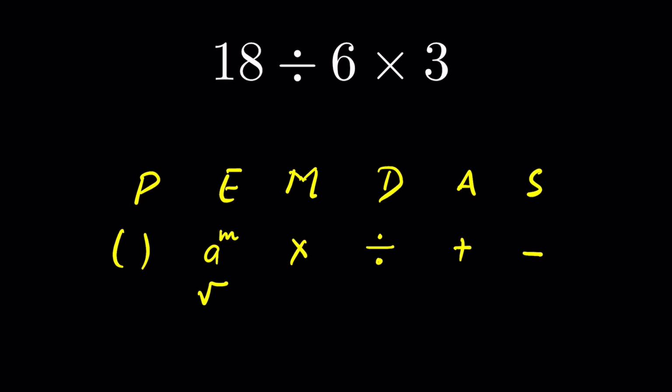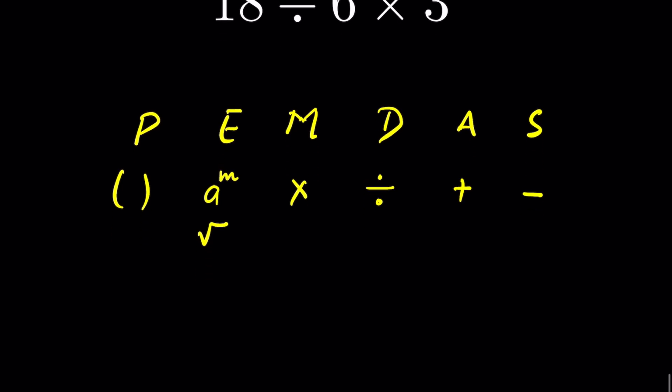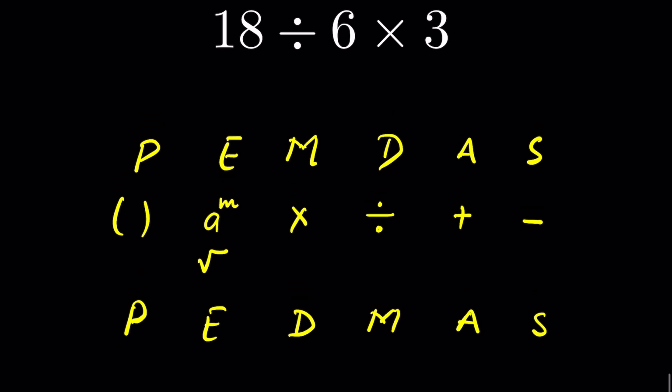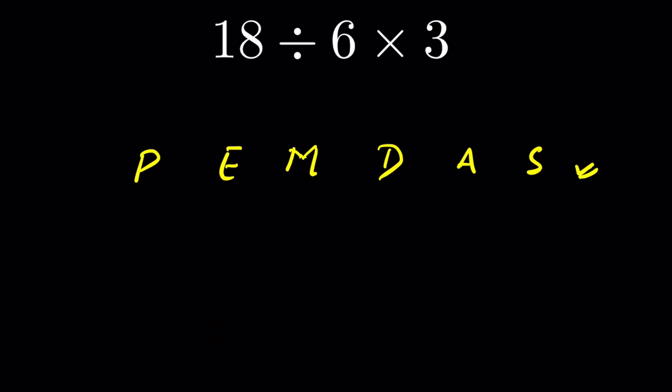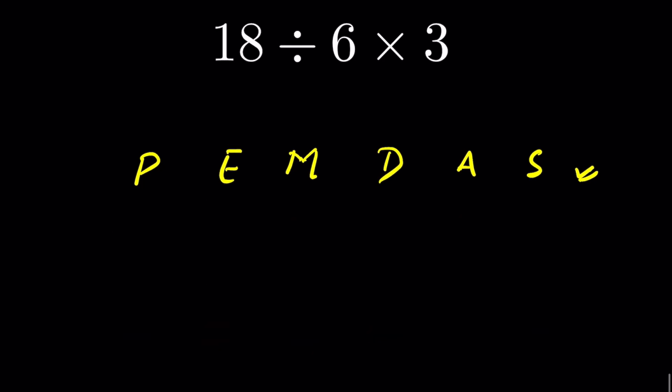You can also follow PEDMAS, which is the same rule: parenthesis, exponent, division, multiplication, addition, subtraction. Now let's solve it using PEMDAS first. So here we have no parenthesis, then no exponent, then we have multiplication and division.